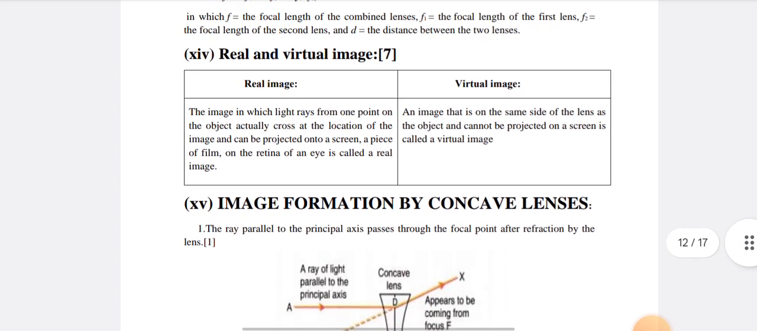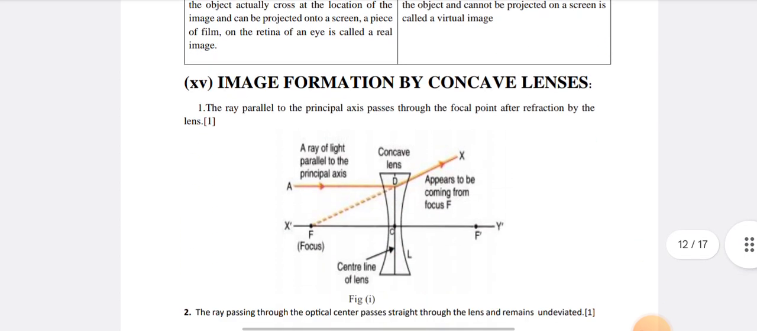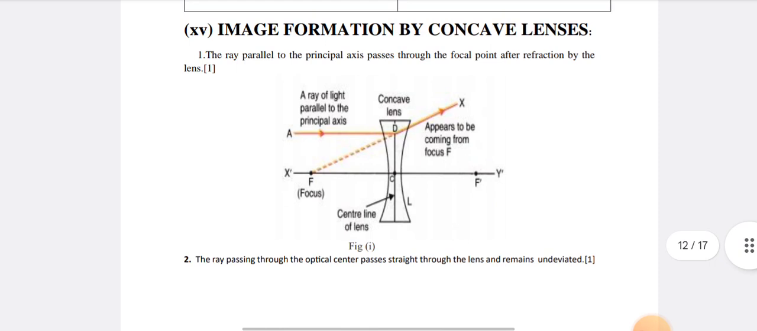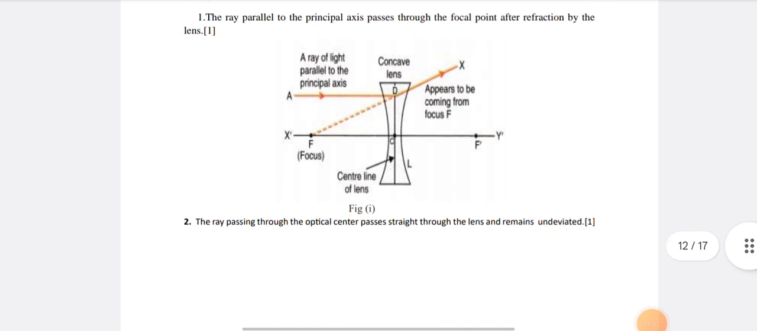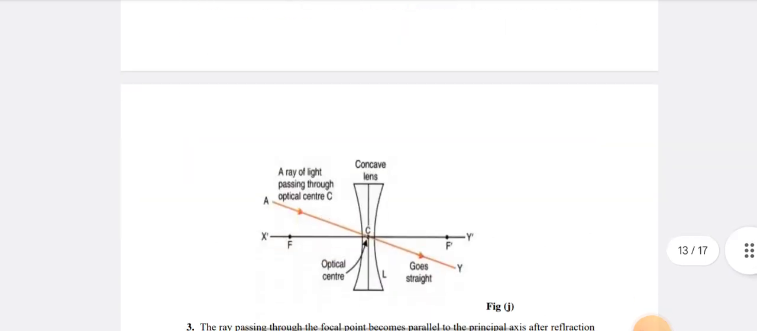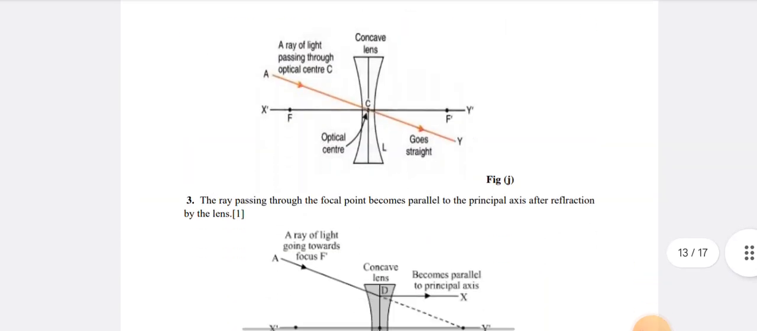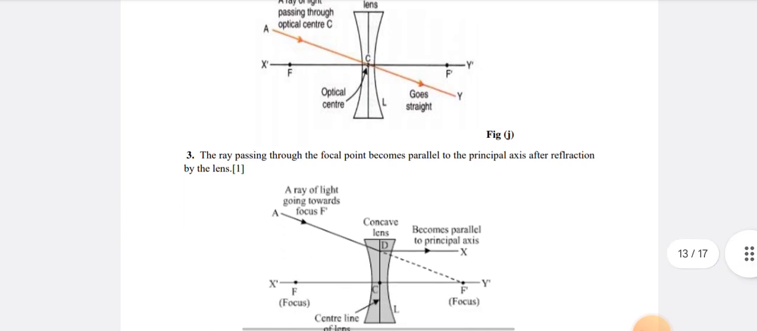Image formation by concave lenses. The ray parallel to the principal axis passes through the focal point after refraction by the lens. The ray that passes through the optical center passes straight through the lens and remains undeviated. The ray that passes through the focal point becomes parallel to the principal axis after refraction by the lens.